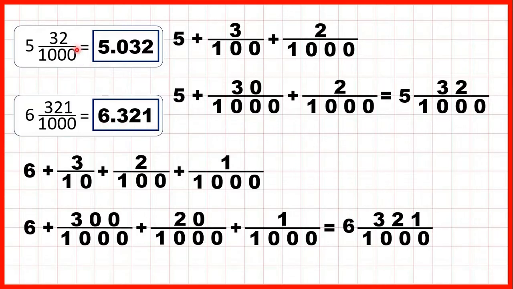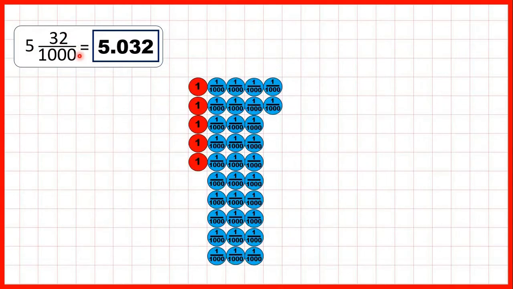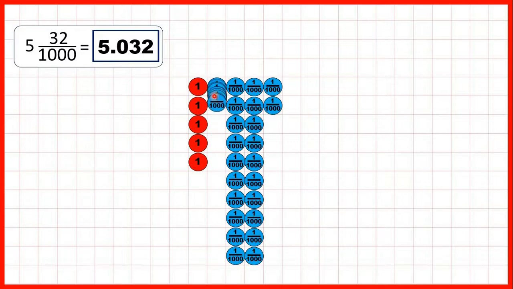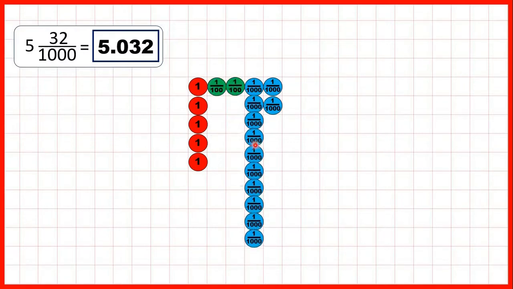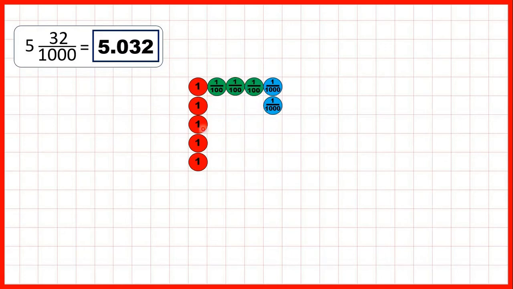Let's just have one more look at this question, 5 and 32 thousandths. That's 5.032, because remember 10 thousandths can be exchanged for 1 hundredth, and when we do that with 30 of our thousandths, we have 5 ones still, but now we have 3 hundredths and 2 thousandths, so 5.032.